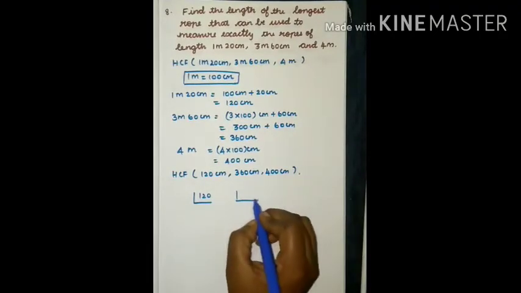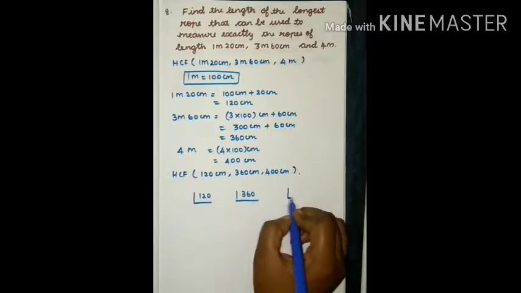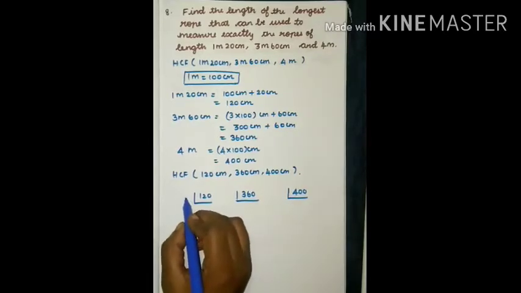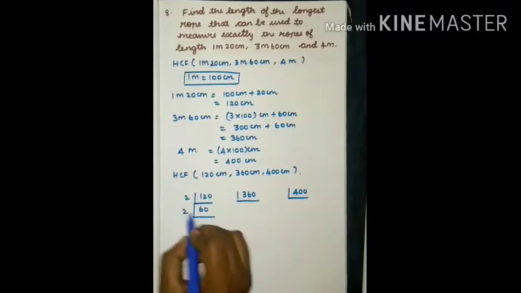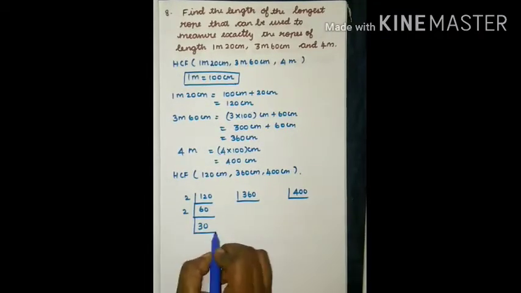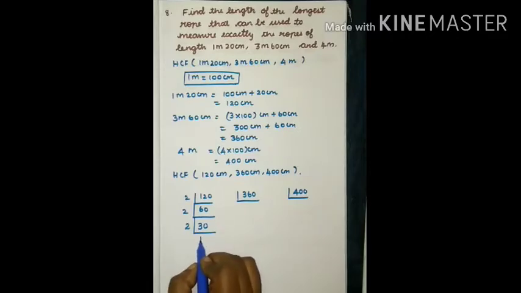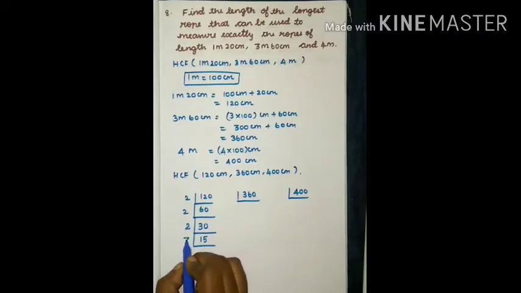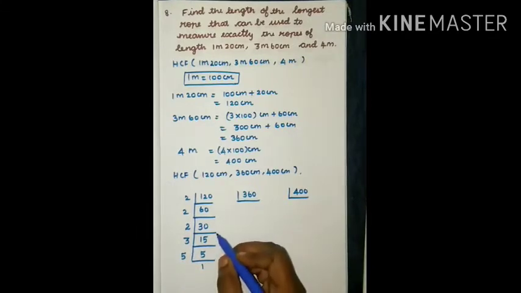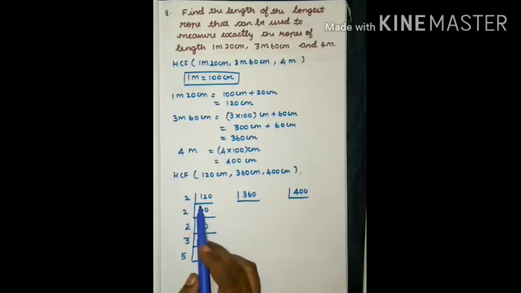Let's find 120, 360, 400. 2 60s are 120, 2 30s are 60, 2 15s are 30, 3 5s are 15, 5 1s are 5. As you already know, to find the prime factorization of 120, first you have to begin with the smallest prime factor. Here 120 is an even number, so it is divisible by 2. 2 60s are 120. Again 60 is an even number, so it is divisible by 2.